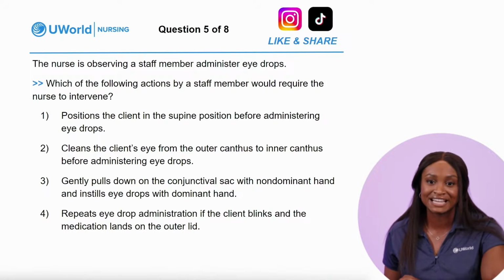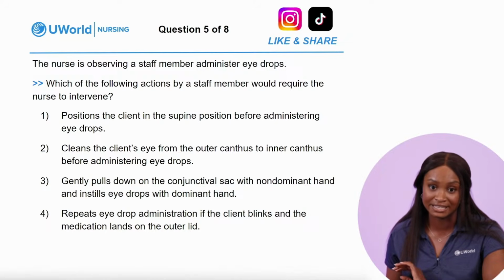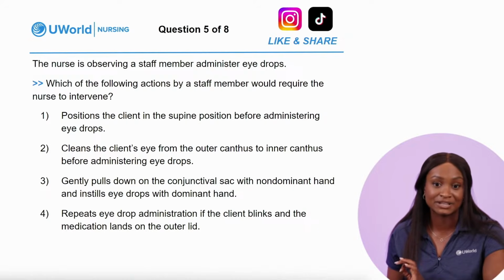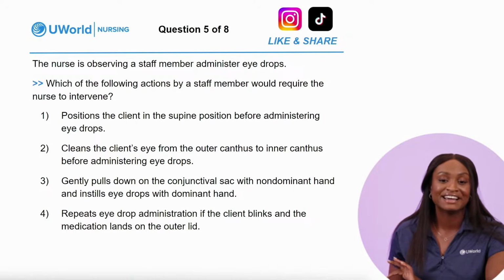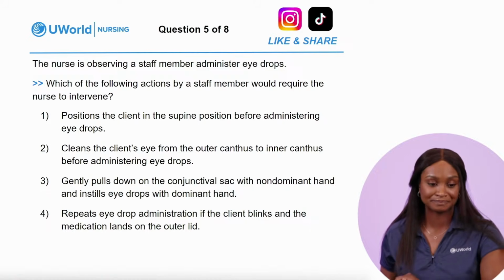Option 1, position the client in the supine position before administering eye drops. Option 2, clean the client's eye from the outer canthus to the inner canthus before administering eye drops. Option 3, gently pull down on the conjunctival sac with the non-dominant hand and instill the eye drops with the dominant hand. Or option 4, repeat eye drop administration if the client blinks and the medication lands on the outer lid. So, which would require the nurse to intervene?